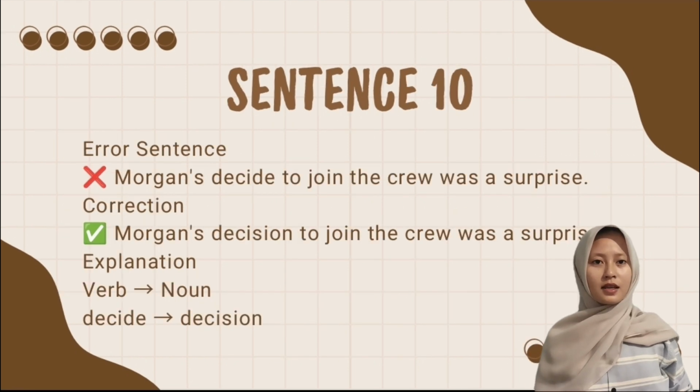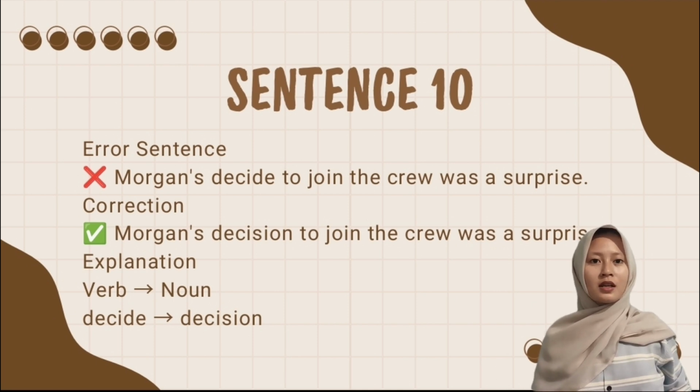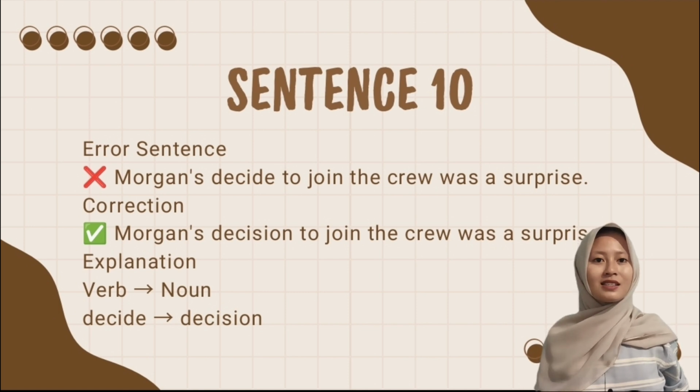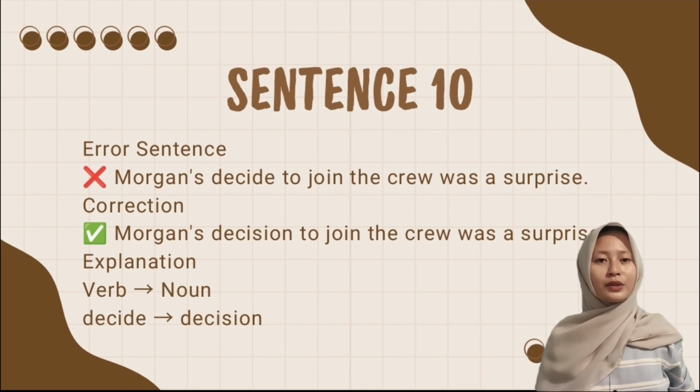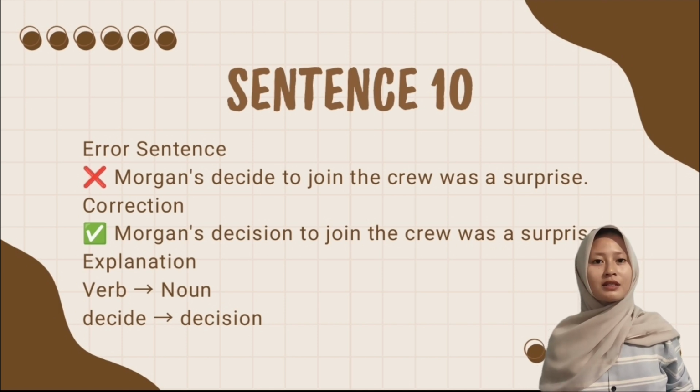The 10th sentence is, "Morgan's decide to join the crew was a surprise." The correct sentence is, "Morgan's decision to join the crew was a surprise." The sentence requires a noun rather than a verb. The noun form of "decide" is "decision."